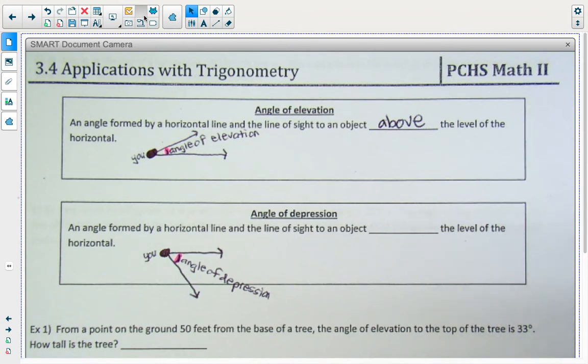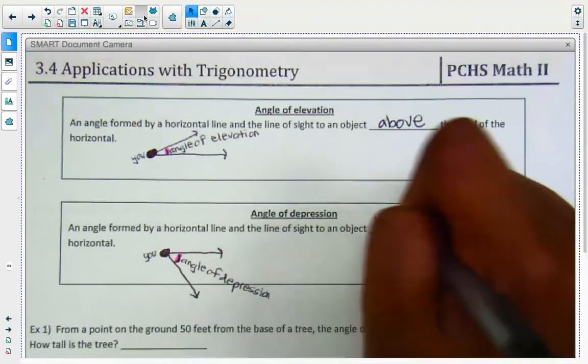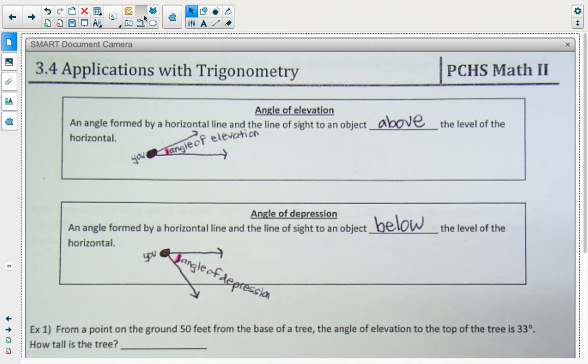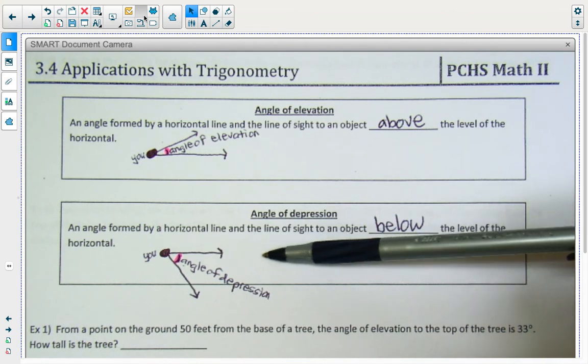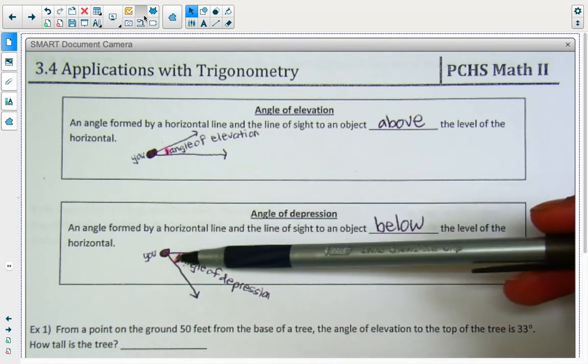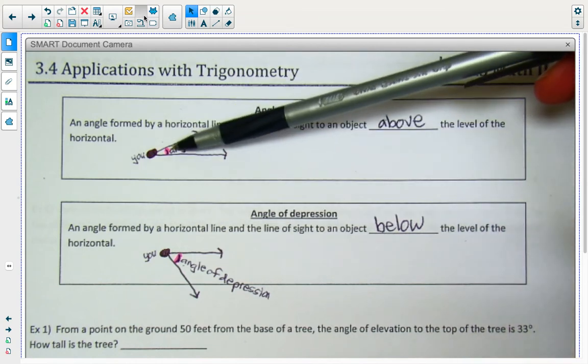Likewise, an angle of depression is an angle formed by a horizontal line and a line of sight to an object below the level of the horizontal. Again, this dot here that I made big is where you are. If you're looking down, that's an angle of depression. That's this pink that's highlighted here. So looking down, depression, and this is normally where you're looking on the horizontal. You're going straight, going straight, going straight. But if you look down, it's the angle of depression. And if you look up, that's an angle of elevation.